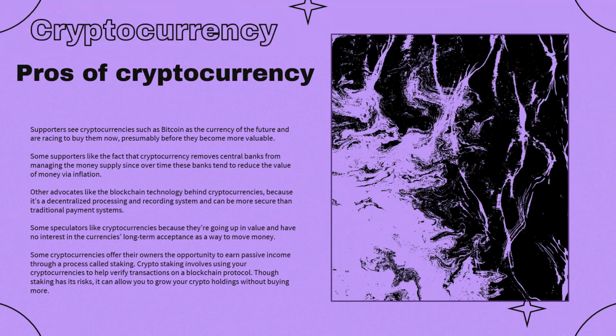So some supporters like the fact that cryptocurrency removes central banks from managing the money supply, since over time these banks tend to reduce the value of the money via inflation. Other advocates like the blockchain technology behind cryptocurrencies because its decentralized processing and recording system can be more secure than traditional payment systems. Some speculators like cryptocurrencies because they're going up in value, and have no interest in the currency's long-term acceptance as a way to move money.